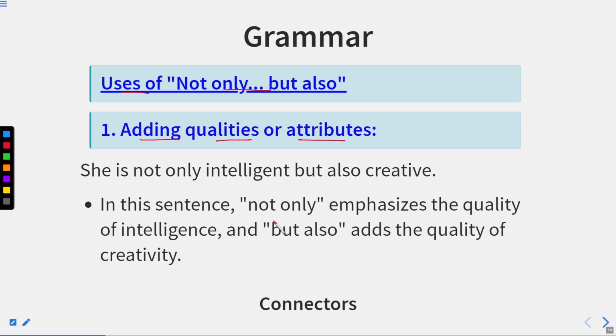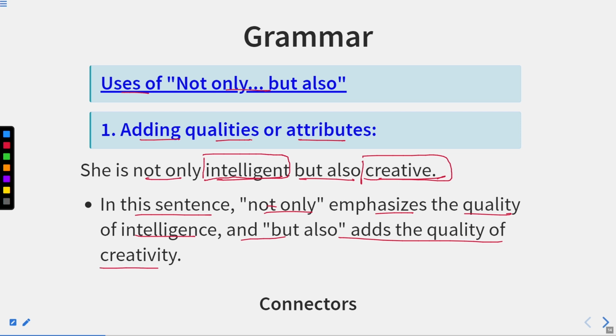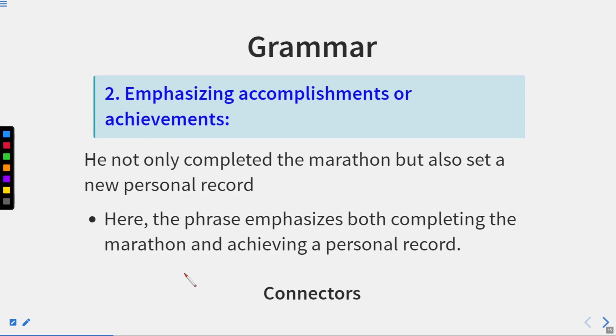So I'm using the not only and but also pair over here just to include those two qualities or two attributes together. She is not only intelligent but also creative. Now here you can see not only is used with the first quality, that is intelligent, and but also is used with creative, that is the second quality. So these are the two qualities which are being joined here by not only and but also. In this sentence, not only emphasizes the quality of intelligence and but also adds the quality of creativity. Now let us move further.